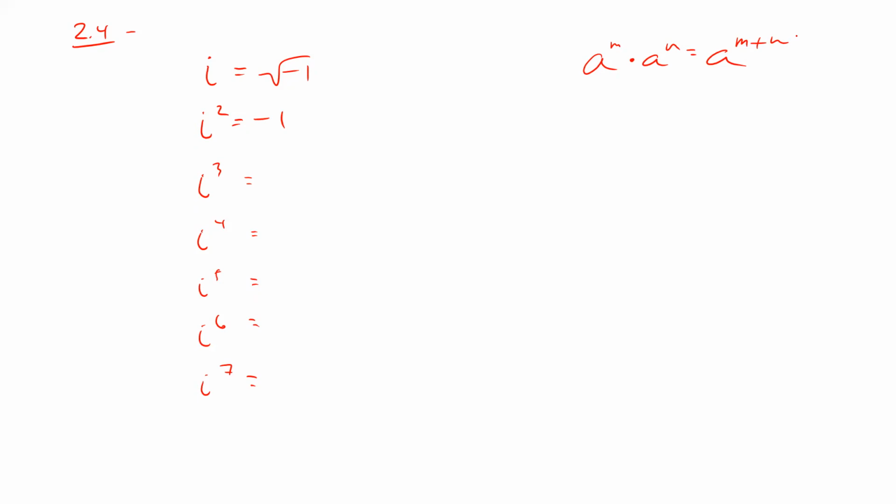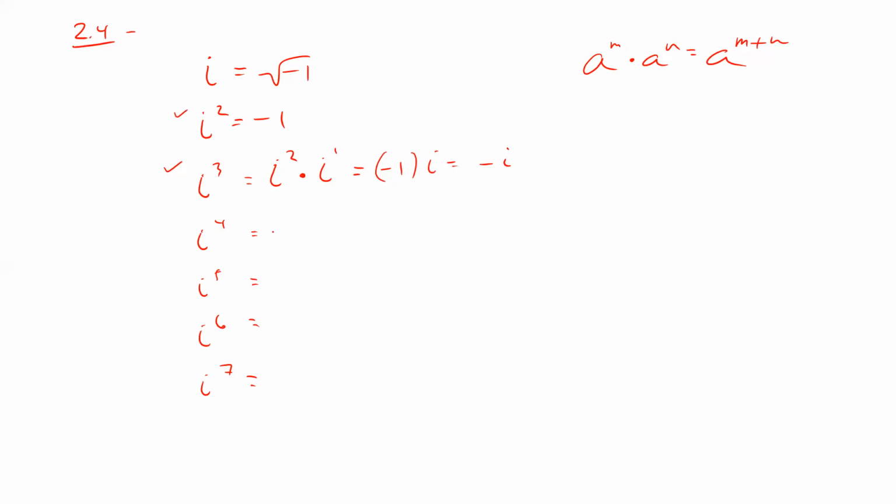And so with this one, if you have i to the third power, that is really just i to the second power times i to the first. Agreed? Just -1 times i, which is -i. Oh, okay, so check mark that off the list.